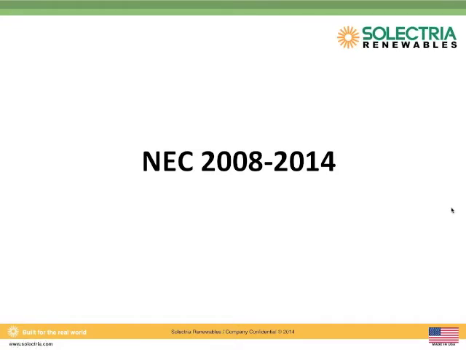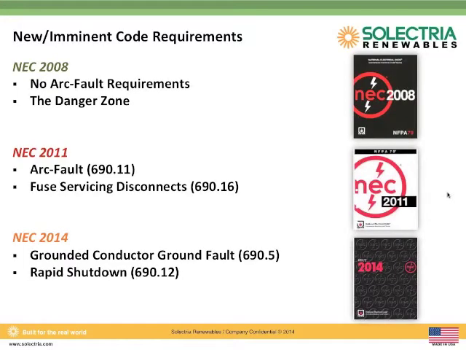So when we talk about rapid shutdown and arc fault, we have to take into consideration the different code cycles that we're currently seeing being primarily used here in the United States. So in 2008, the wild, wild west of solar design, there were no arc fault requirements, and some people say we're living in the danger zone. We've got these systems that don't have fuse serviceability, and we have no way to detect any kind of serious arcs.